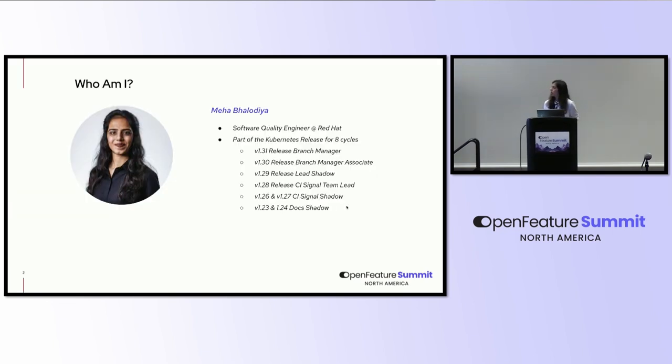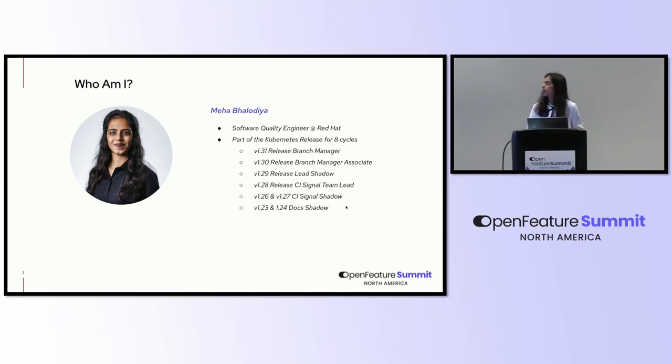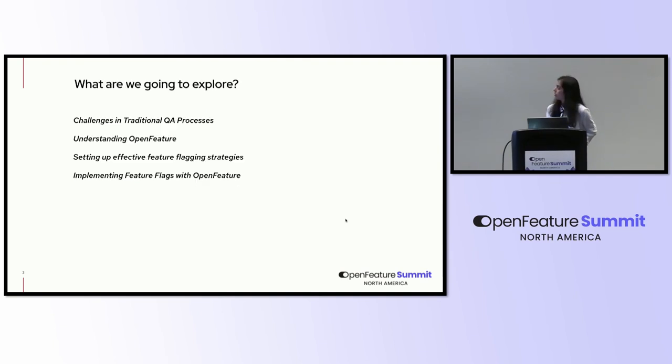So a little about me. I am Meha Bhalodiya, working at Red Hat as a software quality engineer. I mostly work with the OCP team, so mostly testing and automation. And apart from my full-time job, I've also been multiple times a part of the Kubernetes release team, leading and doing branch management stuff. So that's it about me.